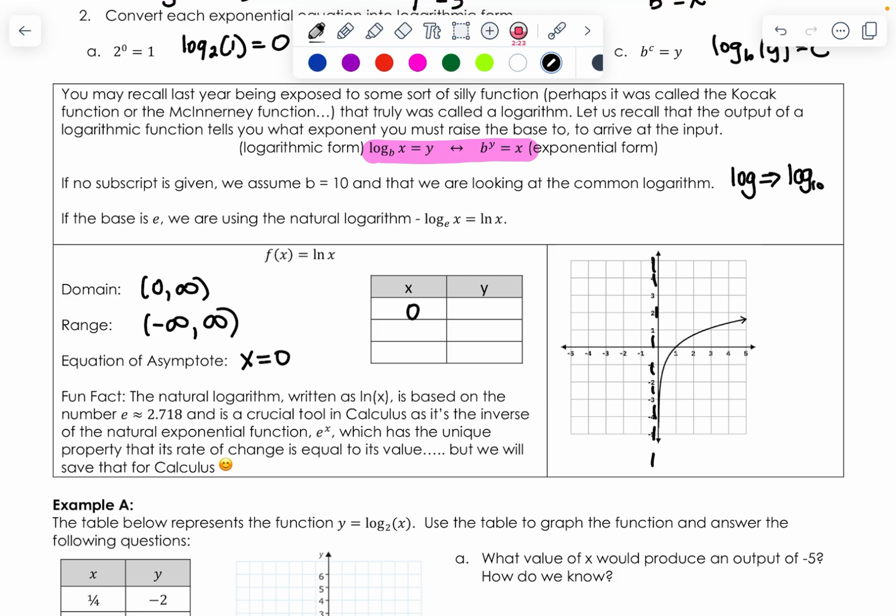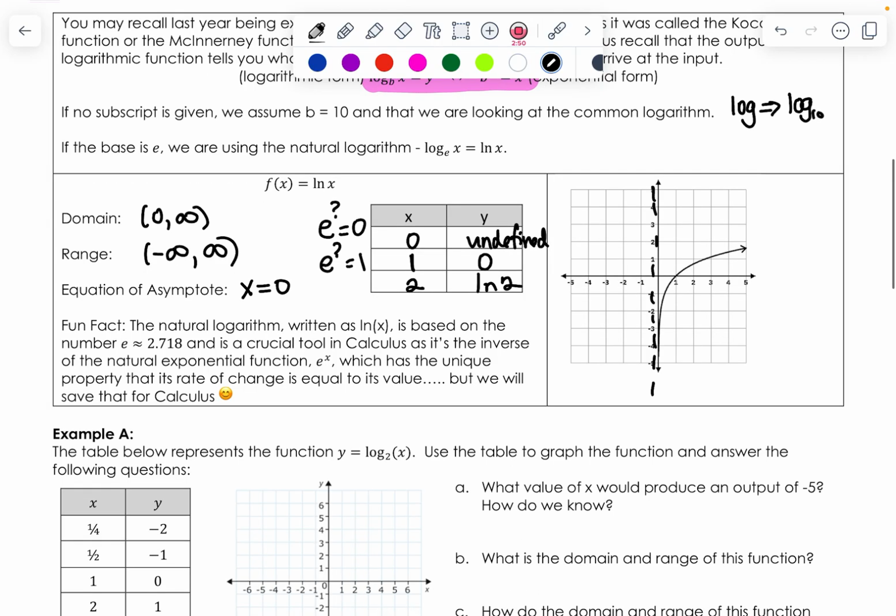So if I make a table, there is no number e to what power that I can get a 0. So we would say the y value is undefined. If I put 1 in, e to what power is 1, well, that's 0. And if I do 2, that's the natural log of 2. And so I've already graphed it.